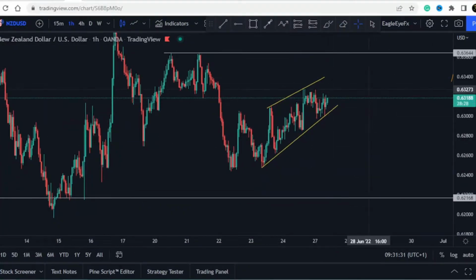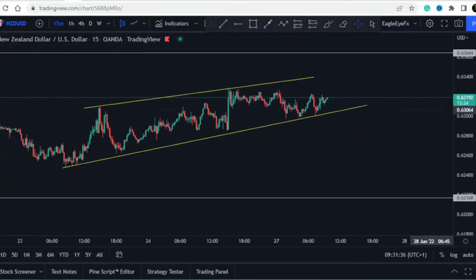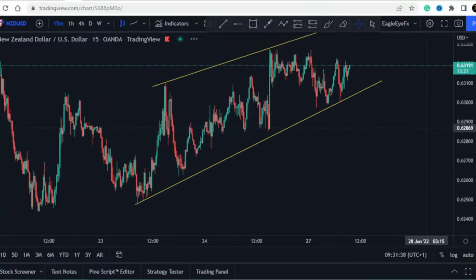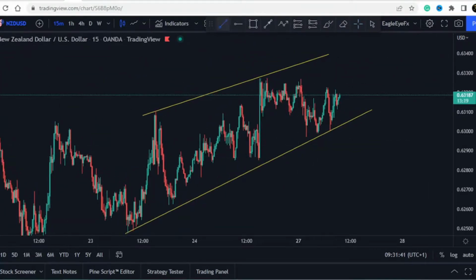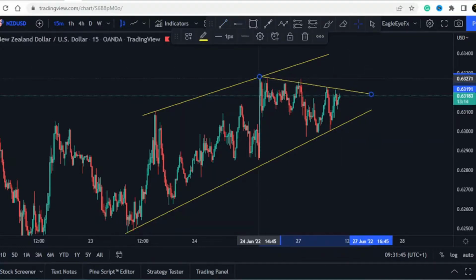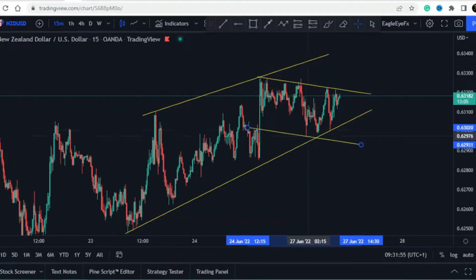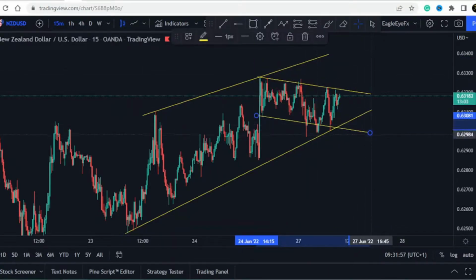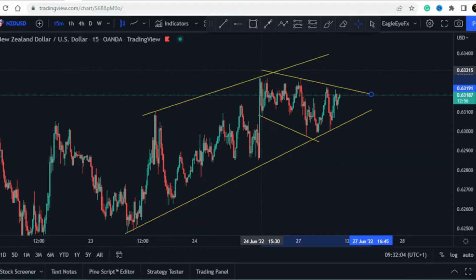Already you can see we are trying to move to the upside. When you move to the 15 minutes time frame, you can see there's a structure that has formed over here. Let's clone this, then just put it here.